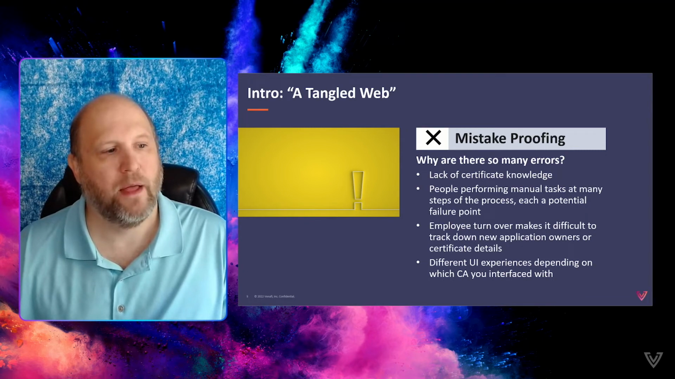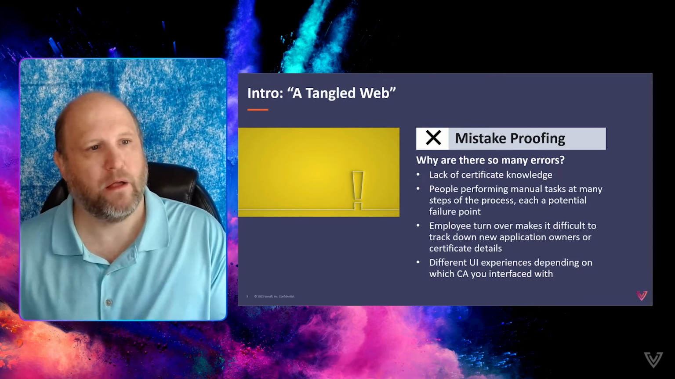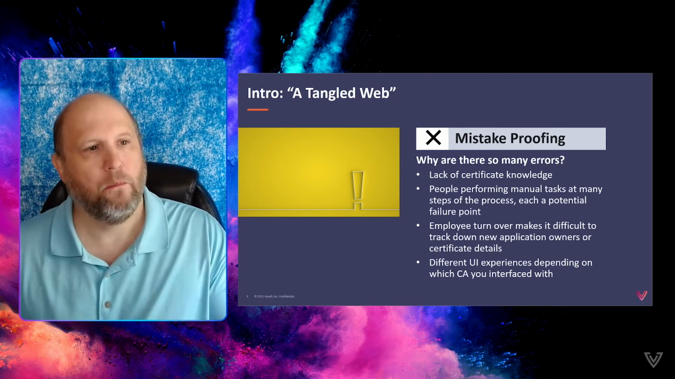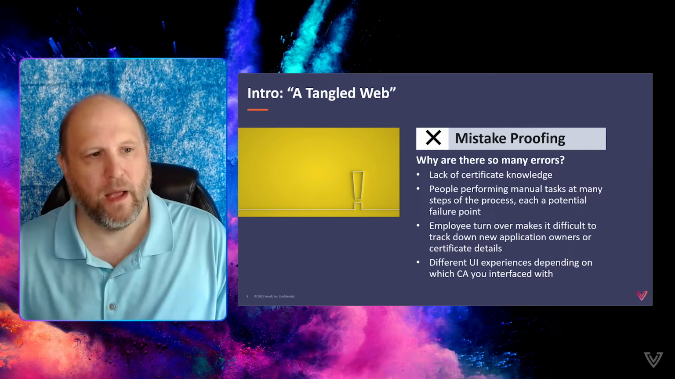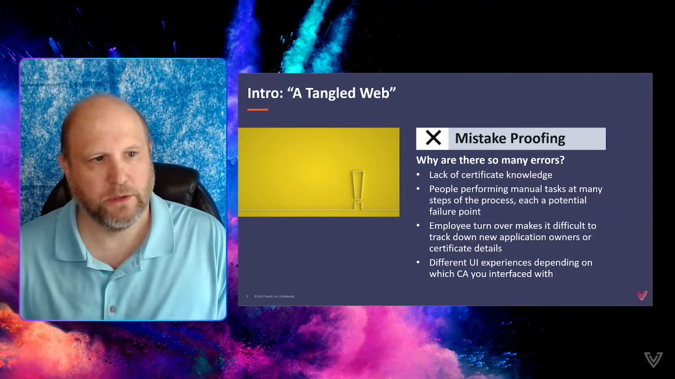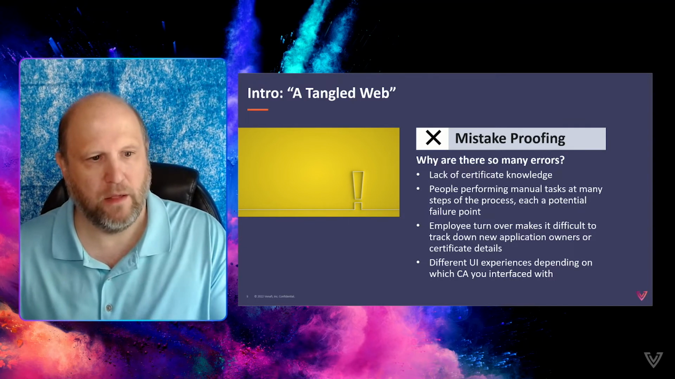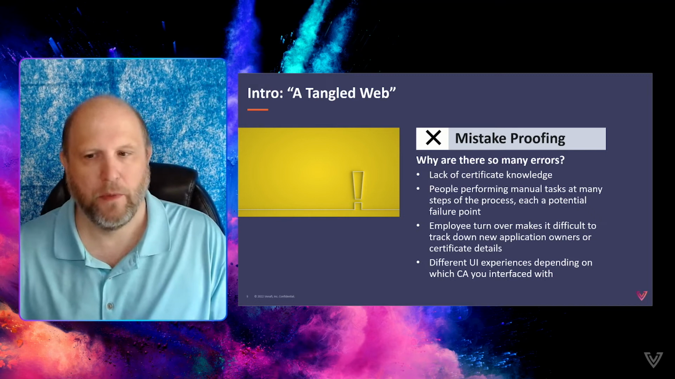We also have things like the different UI experiences that I mentioned just a minute ago. That also is time consuming and also prone to mistakes. Because if CA1 had a certain set of rules and CA2 had a different set of rules, you can see how easily it's possible to make mistakes. So we took all of these, the ownership, the time consuming, the mistake proofing, we took all these into mind. And we said there has to be a better way.